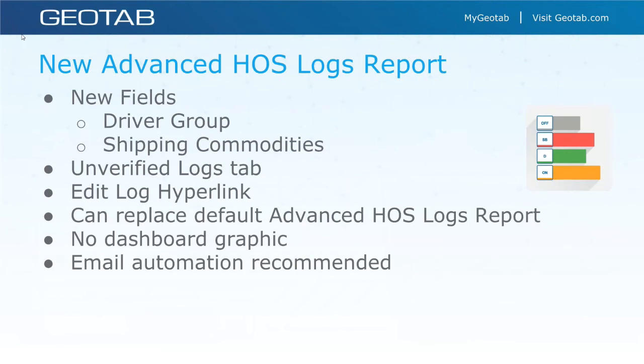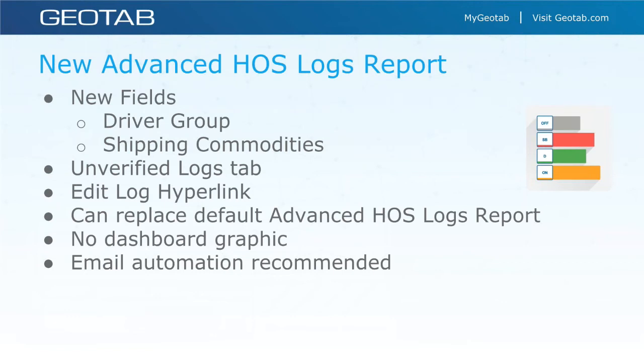So now we have our new advanced HOS logs report. So you have, again, the HOS logs report that is built into the database by default. It's in everyone's database. It's the same report. This is really an updated version of that report. We have some new fields that have been added into it. We're able to see the driver group, so the group the driver has been assigned to. We're also able to pull shipping commodity information.